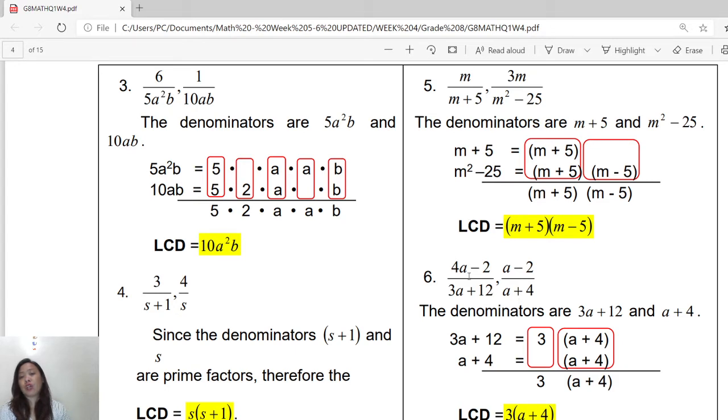Another, number 6, we have 3a plus 12 and a plus 4. For 3a plus 12, they have a common factor which is 3. You can factor out 3, and that will become 3 times a plus 4. Factor out 3 because 3 is common to both terms. Then a plus 4. Since a plus 4 is common, we have 3 times a plus 4. That is now your least common denominator.